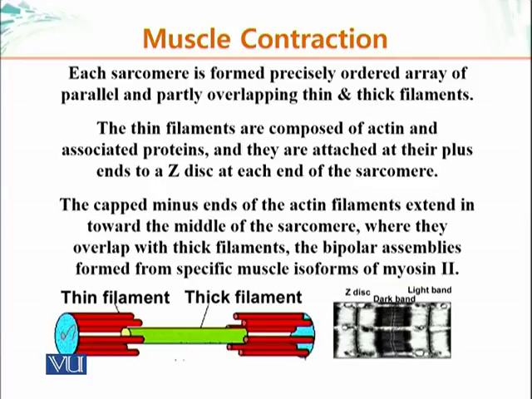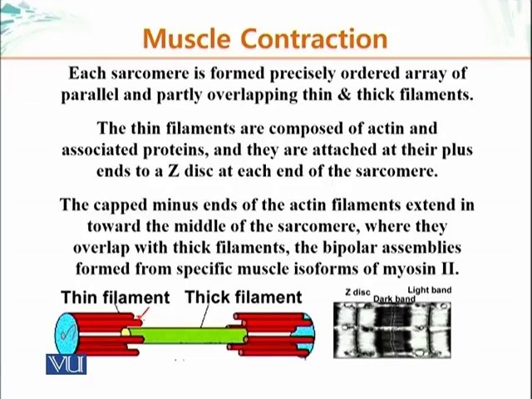These Z discs cap the end of each sarcomere. The capped minus ends of the filaments extend towards the middle of the sarcomere, which we have seen earlier, where they overlap the thick filaments. The thick filaments are bipolar assemblies formed by a specific isoform of myosin, myosin 2, which is present in the muscle.